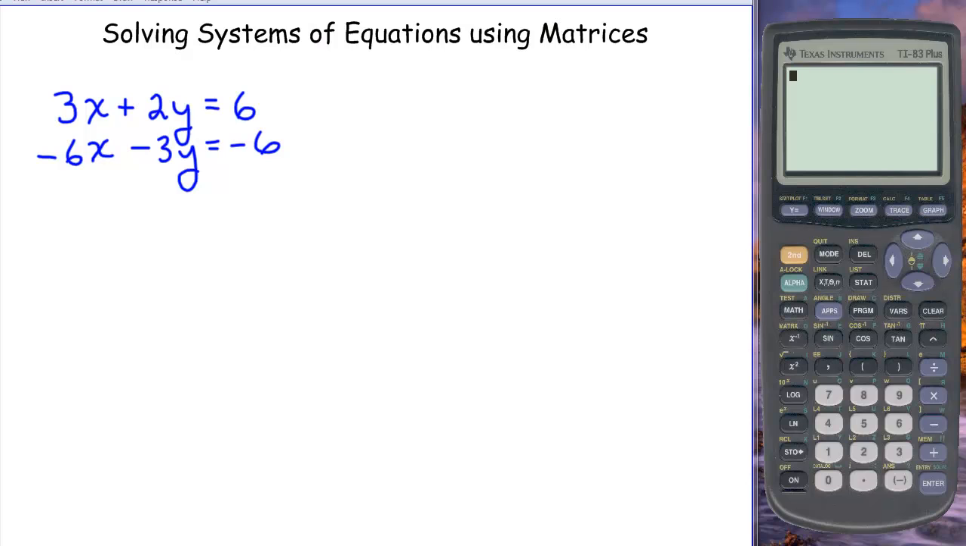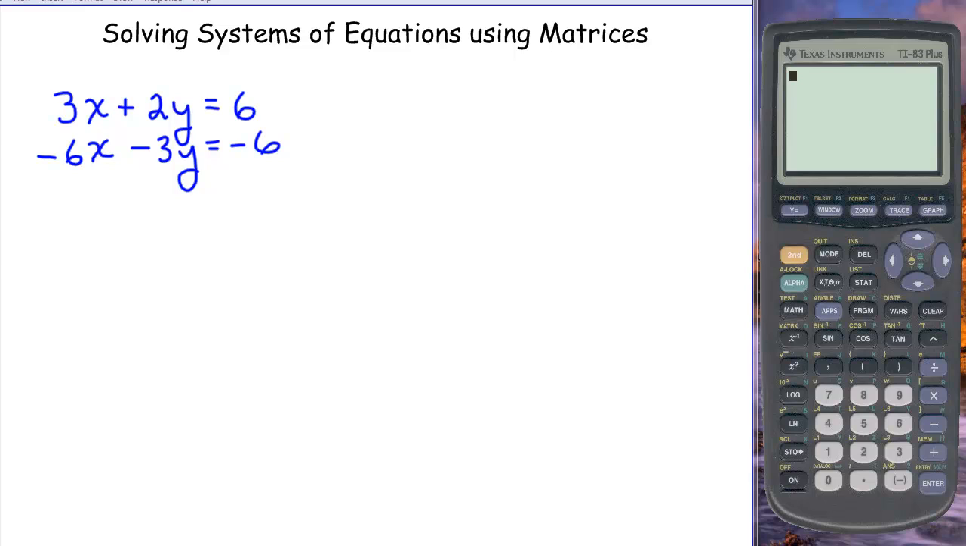This is Mr. T with the tutorial on solving systems of equations using matrices. In our last unit we talked about solving systems of equations algebraically, and if you remember, we had two methods for solving systems of equations. One where we used what's called linear combinations, and the second method was called the substitution method.